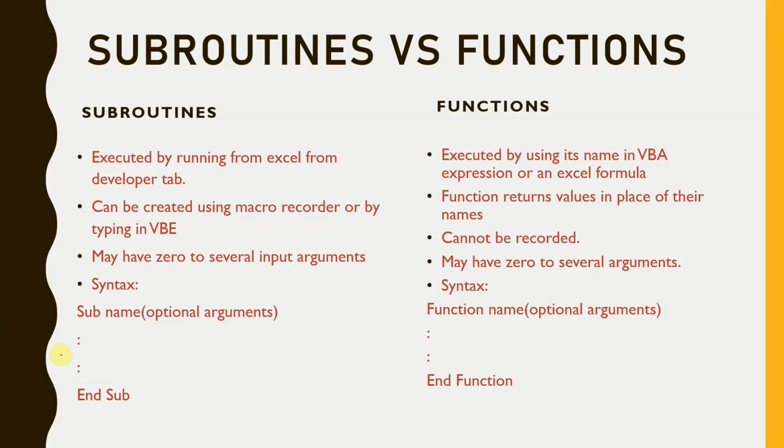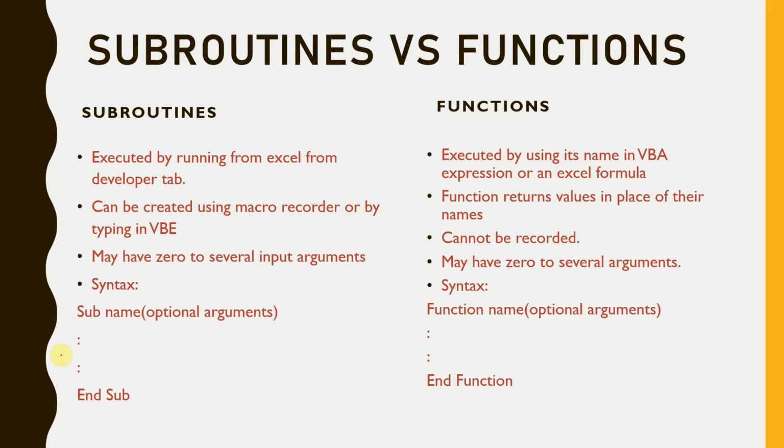You might have noticed when we recorded the absolute macro and relative reference macro, they were coded under a subroutine. So what is a subroutine and a function, we'll see now. Subroutines are executed by running from Excel from the developer tab, whereas functions we call by using their name. For example, SUM. SUM is a function which is used to add up numbers. Same way we can create our own functions to execute some task.